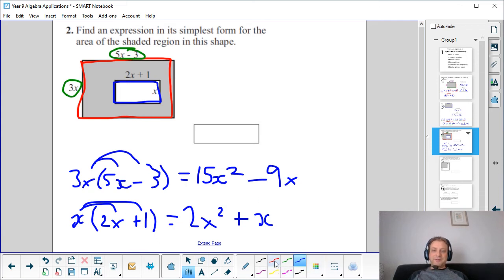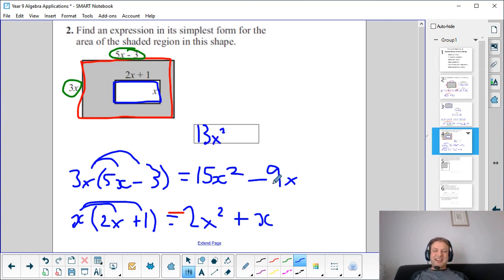All right, so what we then need to do is take away this bottom one from the top one. Right, we're going to be subtracting everything here from everything there. So let's just look at what we start with, and then let's take away what's in the second one. So my whole expression had 15x squared. I need to take away 2x squared. That will leave me with 13x squared in my answer. All right, putting those like terms together.